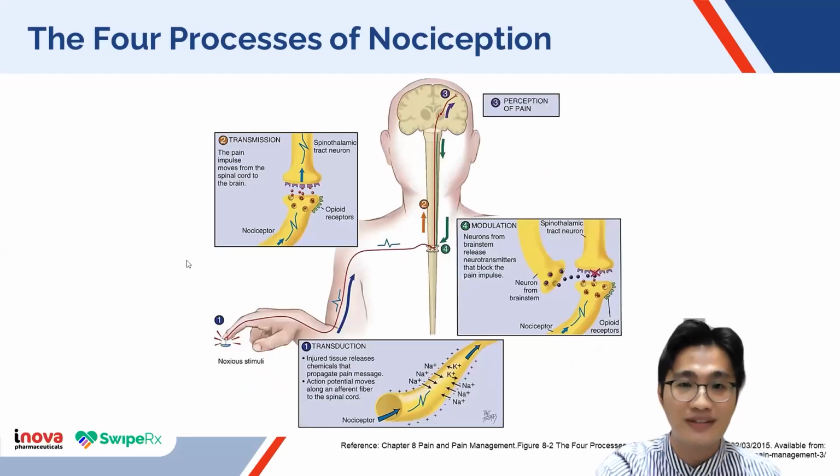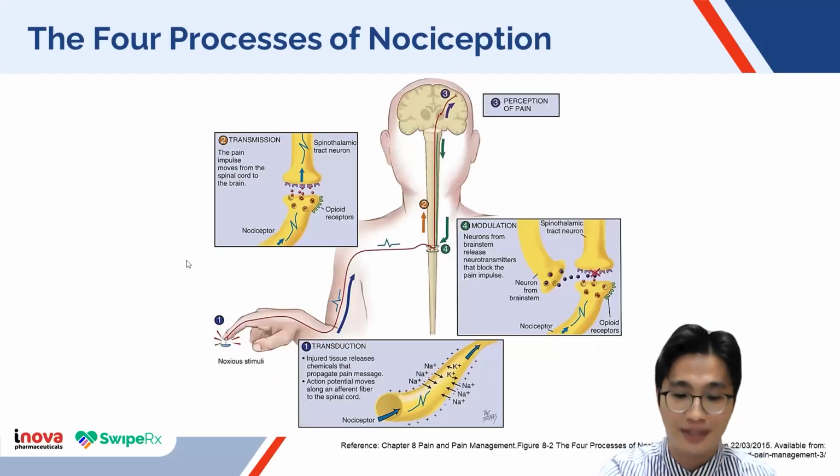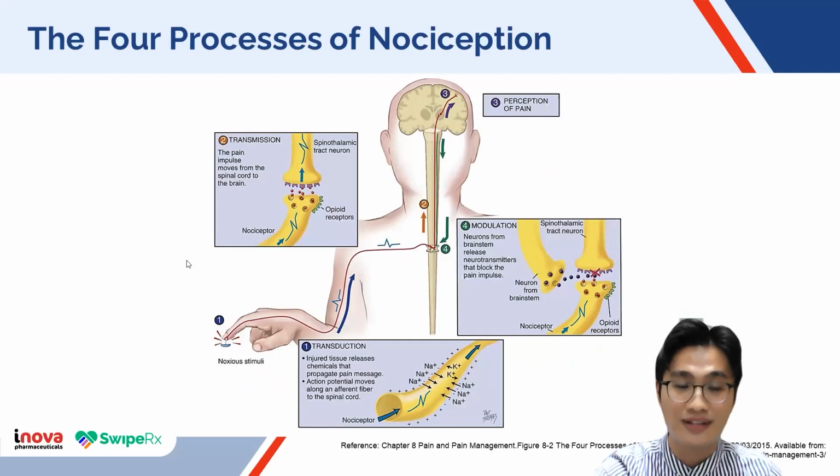These are the 4 processes of nociception, which I mentioned earlier as well. This slide tells you that there are 4 steps: transduction of the impulse of the pain, transmission, how you perceive the pain, and also how you modulate the pain. All these pathways we can actually target with medication. When you give medication, we can target different pathways. That's what we call multimodal analgesia, so that it works synergistically.